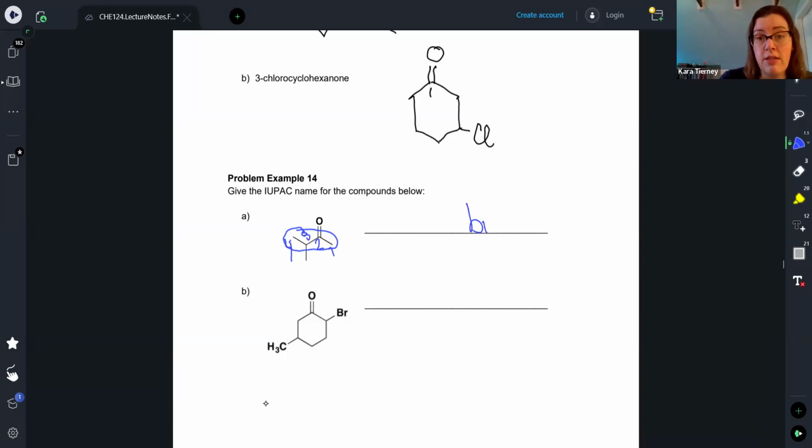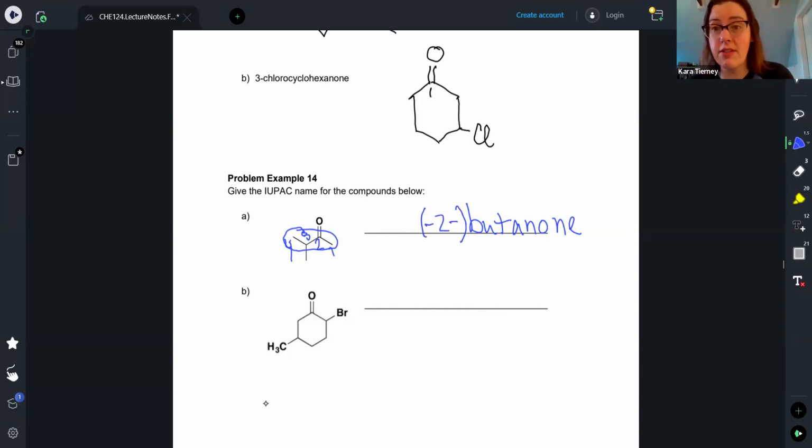So that would mean that this is butanone. Now, butanone, we do not need to put a number because there is only one spot the ketone can go on. However, if you called it 2-butanone, I would not mark that wrong. So I'm just going to put that in parentheses.